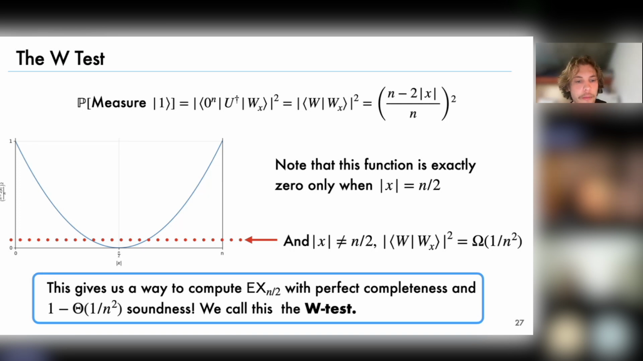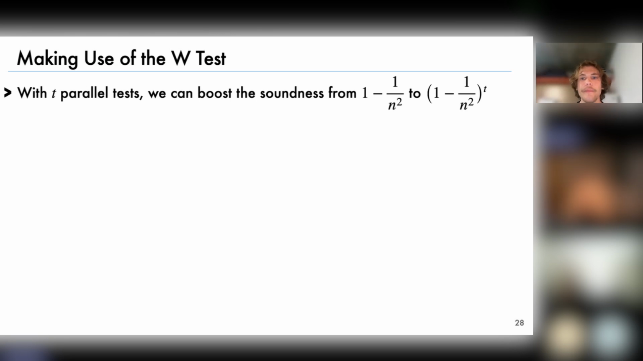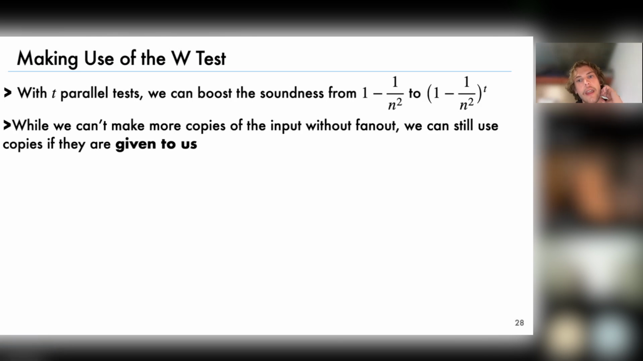So this is getting toward the main result, but the soundness is still quite bad. And so now I'll describe how this figures into the theorems I mentioned earlier. What we can do is run the W test t many times in parallel, and then take the AND of all of those results, and then we could boost the soundness from 1 minus 1 over n squared to 1 minus 1 over n squared to the t. However, we can't run the W test in parallel if we don't have many copies of the input in the first place.